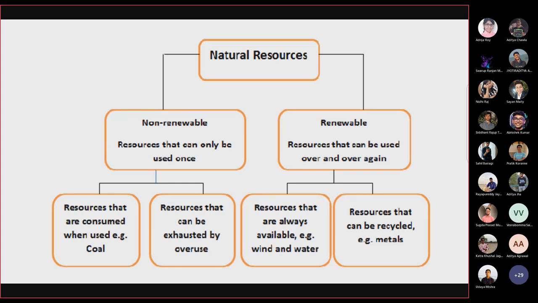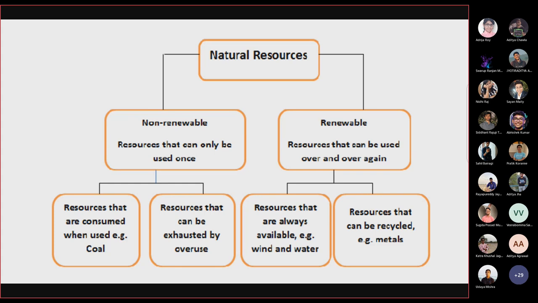So natural resources are divided into two types: non-renewable and renewable resources. I'm sure all of you know non-renewable and renewable. Non-renewable means resources that can only be used once. Once you use it, that's gone. Renewable means resources that can be used over and over again.